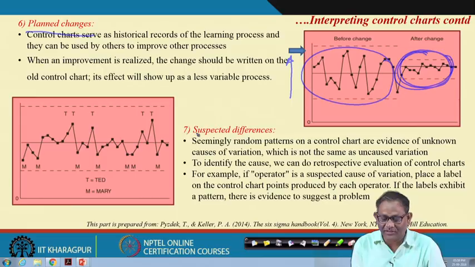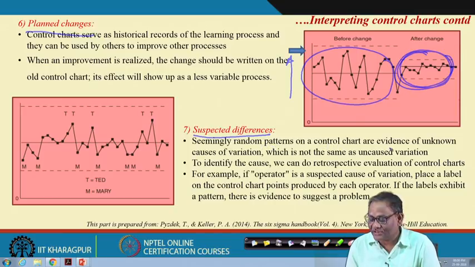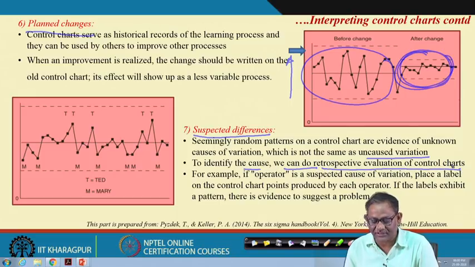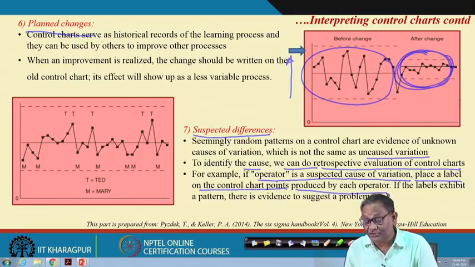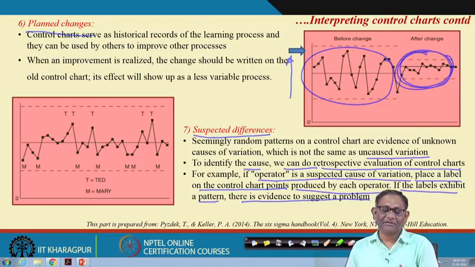And there is another one, that is suspected differences. Okay. So, seemingly random patterns on a control chart are evidence of unknown causes of variation, which is not the same as uncaused variation. To identify the cause, we can do retrospective evaluation of the control chart. For example, if an operator is a suspected cause of variation, place a label on the control chart point produced by each operator. If the labels exhibit a pattern, there is evidence of a suspected problem.